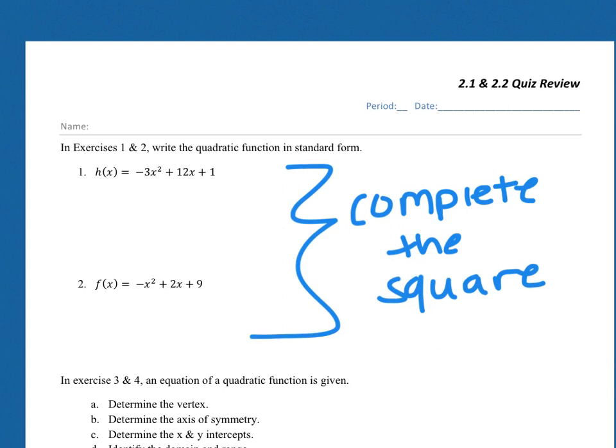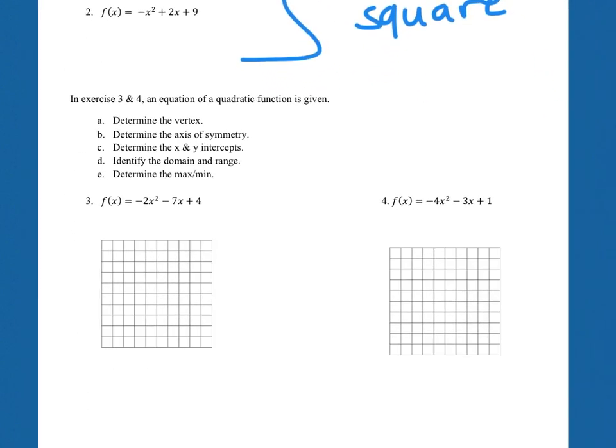All right, so again, you'll have to complete the square. You'll have to get it into standard form. Then for 3 and 4, now you've got a quadratic, which is your parabola, which you can graph however you want. So you can either force these into complete the square, or you can do negative b over 2a. How you figure that out is totally up to you.